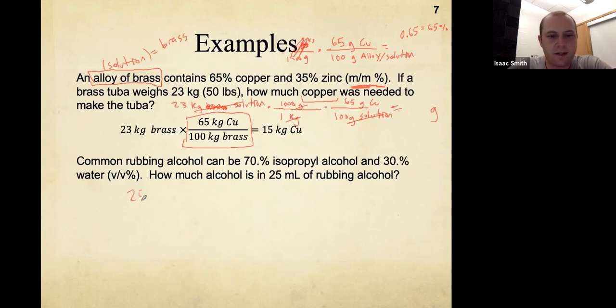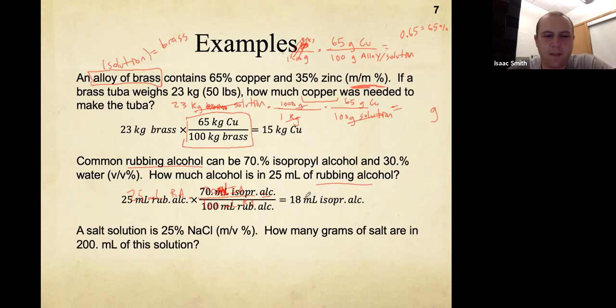Okay, so if we have 25 milliliters of rubbing alcohol and our volume percent is 70%, isopropyl alcohol, sorry, not 70%, 70 milliliters. Sorry, I wish I could erase on this. 70 milliliters of isopropyl alcohol for every 100 milliliters of solution, which in this case, our solution is the rubbing alcohol, right? That's the mixture of isopropyl alcohol and water. You do that calculation and you should get your milliliters of isopropyl alcohol.